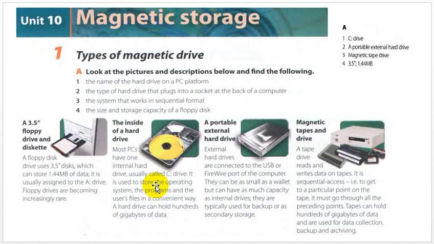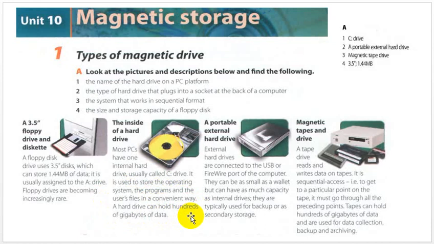Okay, the inside of a hard drive. What do we have inside of a hard drive? Most PCs have one internal hard drive, usually called C drive. The first one was C drive. It is used to store the operating system, the programs, and the user files in a convenient way. A hard drive can hold hundreds of gigabytes of data.